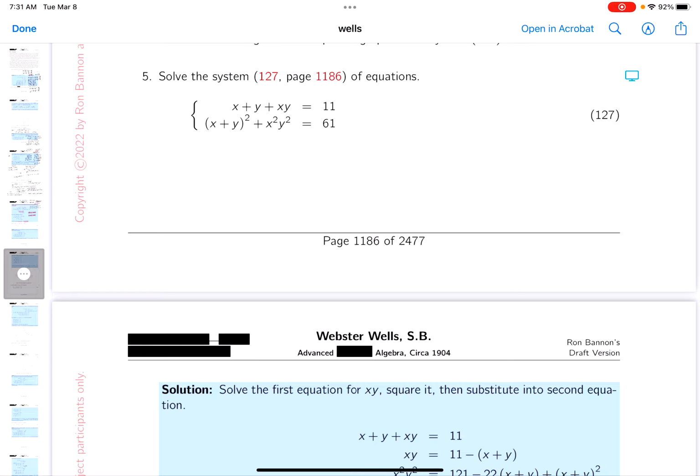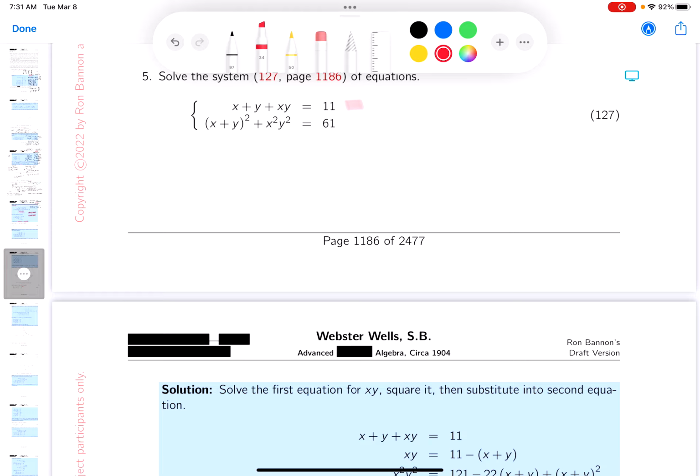Again, many suggestions. I'm not saying the suggestion I'm giving is the best one. It's just the one that I would like to take in this particular problem. So I'll take the first equation, and I'm going to solve it for xy. And what would you get? You get xy equals 11 minus x minus y.